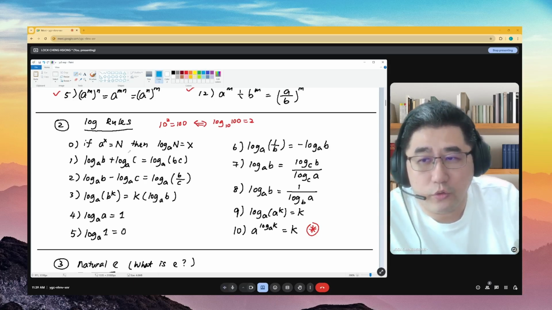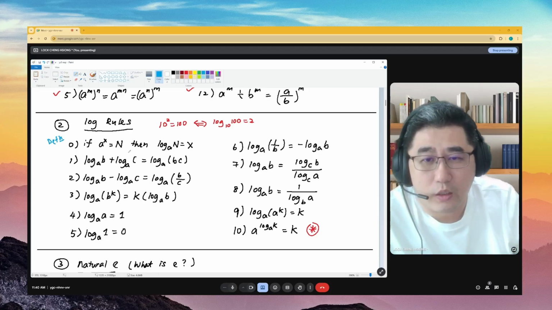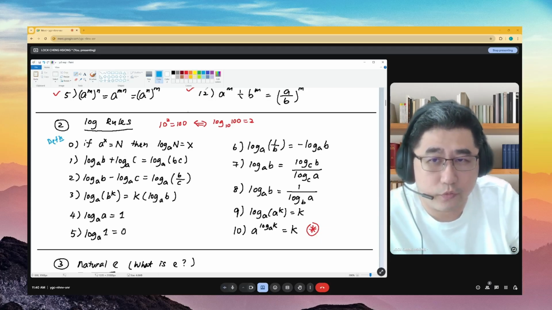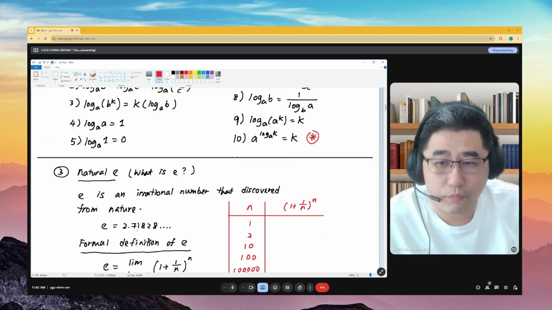From the 11 rules that we have here, the first one is the definition. The rest you need to know how to prove. Let's try to prove them one by one. So number 1, scroll down.